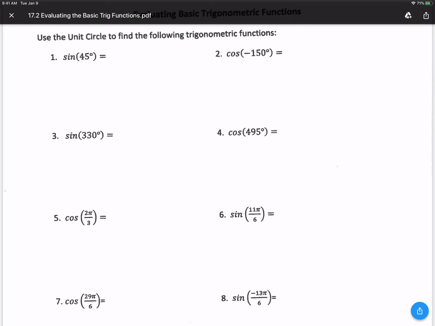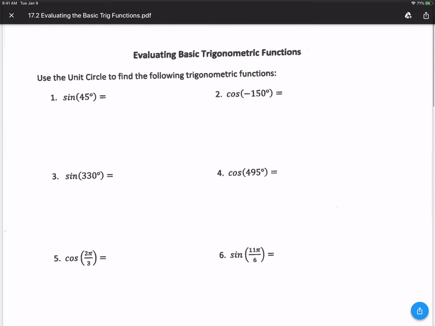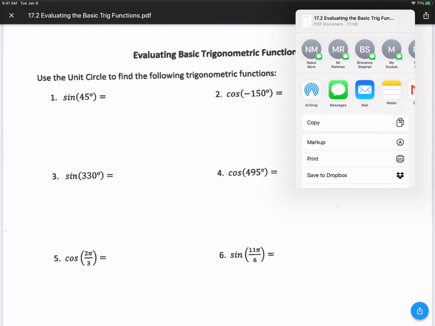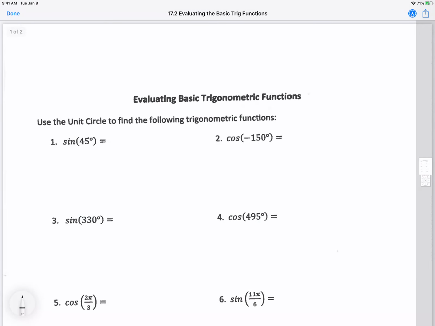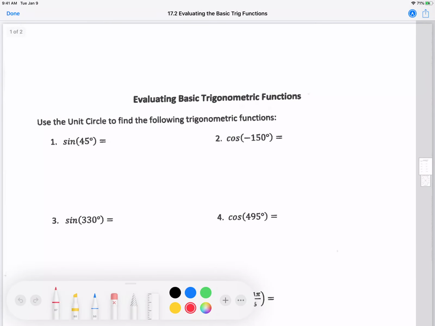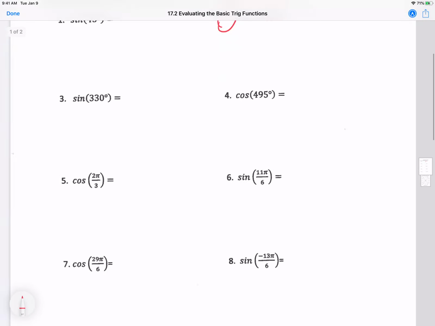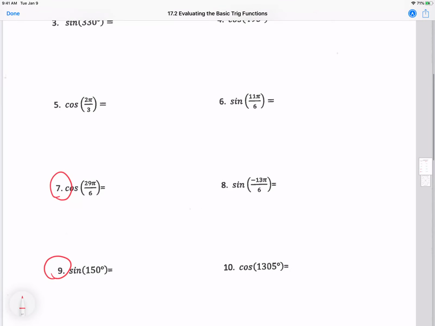Hello class, this will be going over evaluating basic trigonometric functions, but I am also only going to go over just a little bit to help you guys get set up for this. Let's start with, I'm only going to go over 3 questions here: number 2, number 7, and number 9.